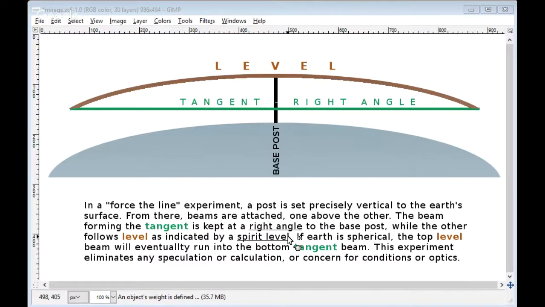Okay, if Earth is spherical, the top level beam will eventually run into the tangent beam, because level is defined by keeping the same distance all around the circumference, whereas the tangent is strictly a right angle from a point. And so this level line will eventually curve down into the tangent line, and they will meet. That's why you build a physical structure. It doesn't have anything to do with optics.